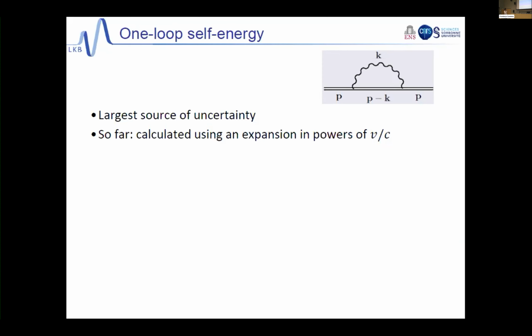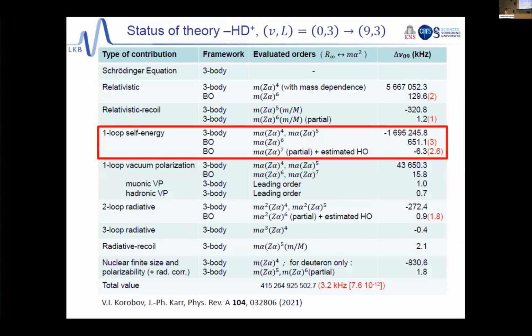As I said, the one loop self-energy is the largest source of uncertainty for the theory. It's represented by this Feynman diagram. This means that an electron with momentum P emits and then reabsorbs a photon. So far, this quantity has been calculated using an expansion in powers of v over c. But our goal is to do a full relativistic calculation of this quantity. If we manage to work it out with a 7 to 8 digit precision, then getting back to our contributions, these two uncertainties will be negligible with respect to the other uncertainties. This is going to lower the whole uncertainty by a factor of about 2.